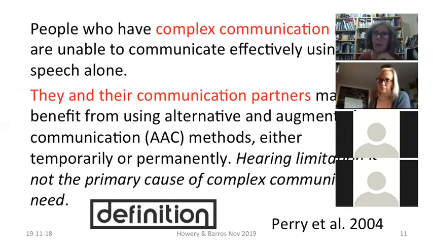And then when you think about on top of it, if they have vision issues, there's another layer of complexity for the communication partners. So everyone needs to use and benefits from augmentative and alternative communication. I'm going to get into what that is in a second. I've put here, it's in the article, hearing limitation is not the primary cause of complex communication needs.